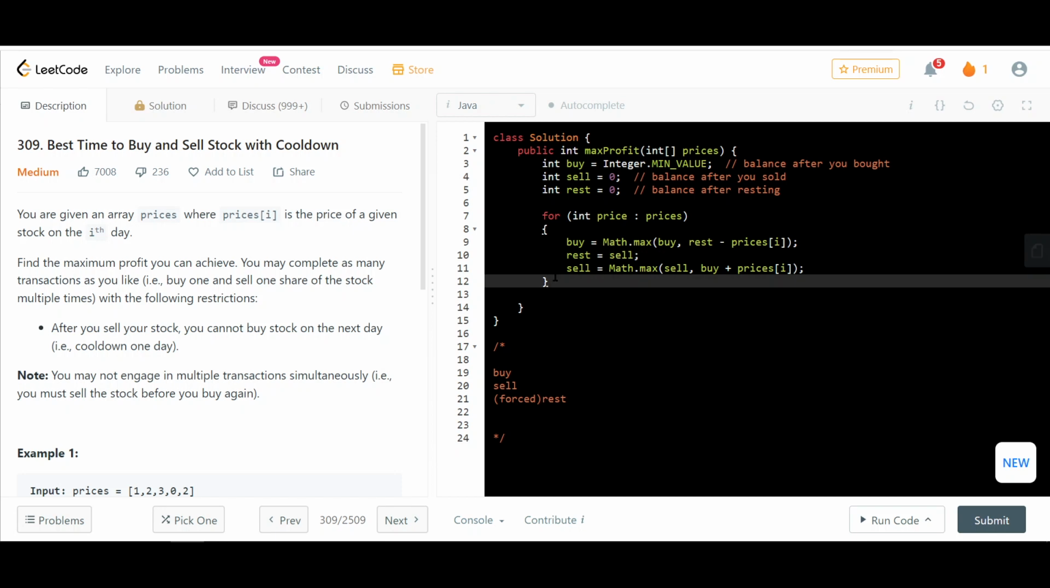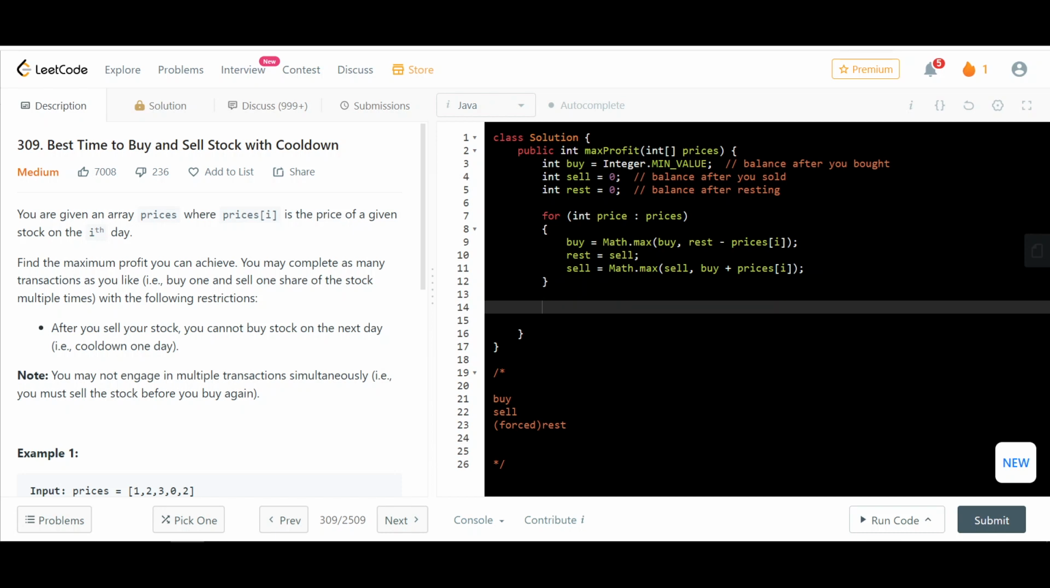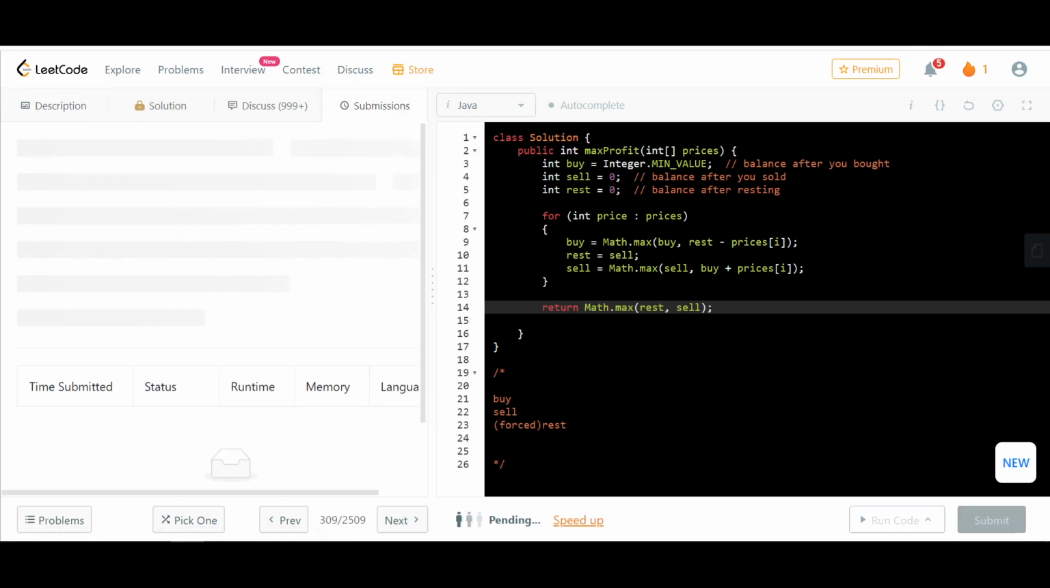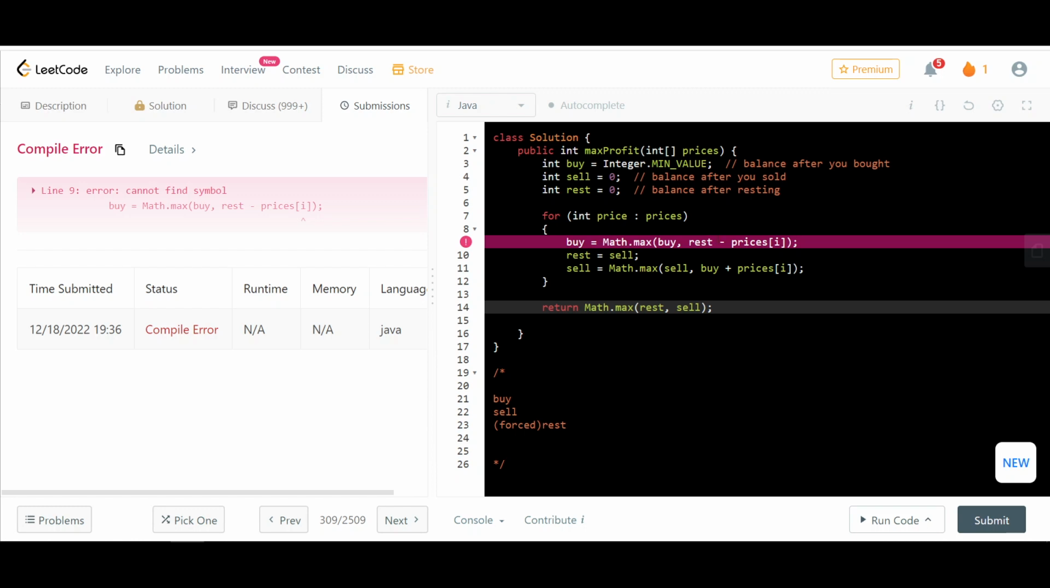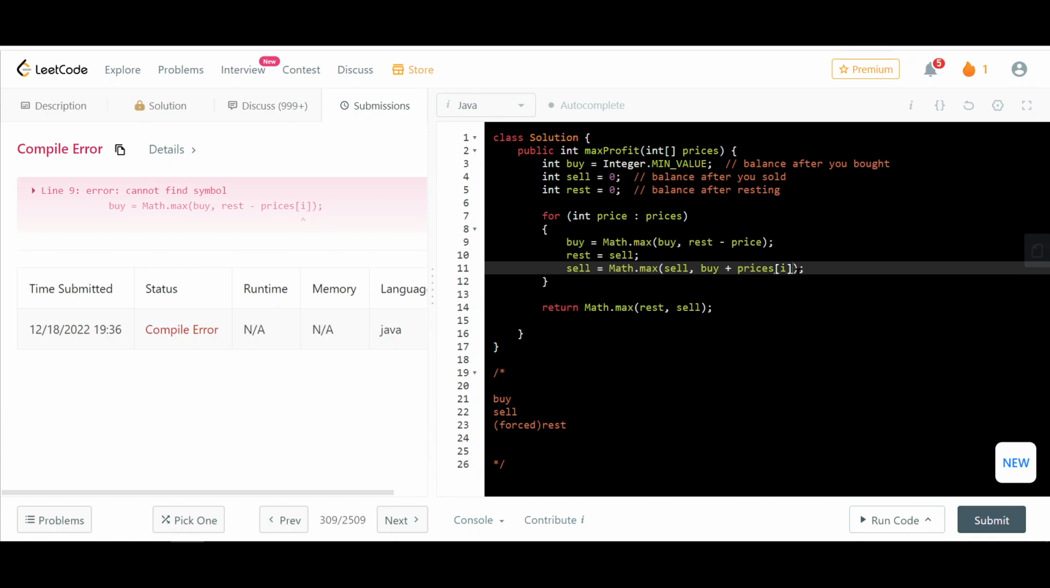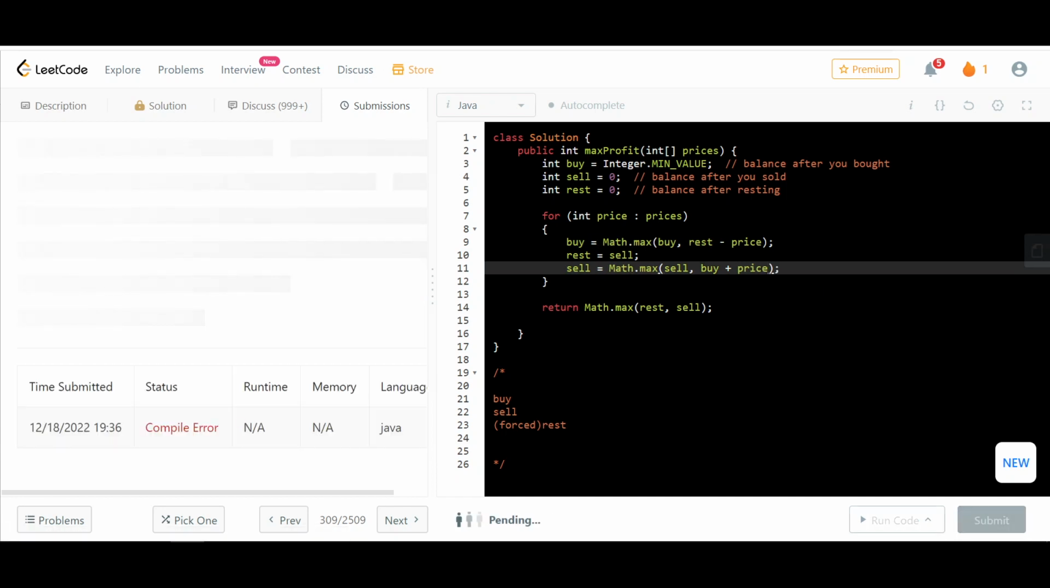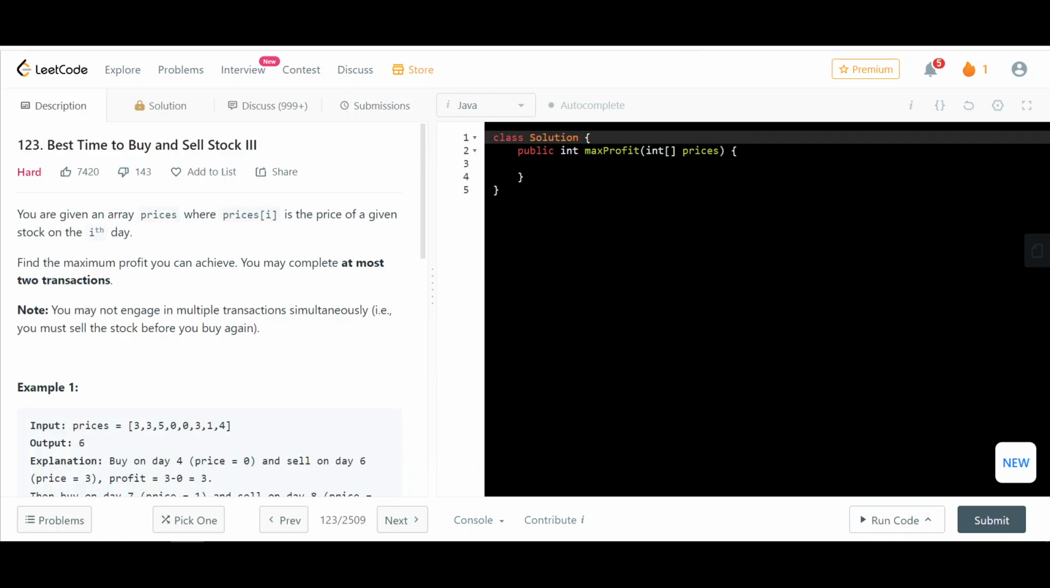Cool then. And so when you return at the end, you don't want to return the buy, you have to return either rest or sell, right? Because you sold, you got the profit, or you sold on the previous day, and that's the better profit. Okay, let's see if this works. Okay, it doesn't understand some symbol, because of the loop that I used. And it works. Let's move on to the next problem.